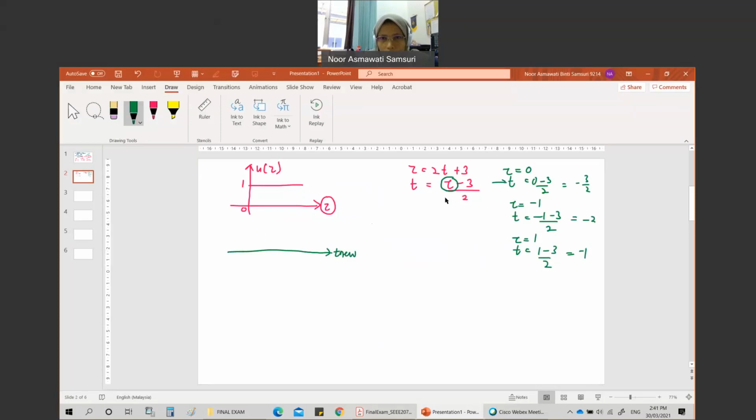Okay, so now put the t new values. Okay, we call this t new. All these are the t new values. When tau equal to 0, it is equal to negative 3 over 2. Tau equal to 1, it is negative 1. And tau equal to negative values, it is negative 2. Okay, and then sketch the same signal on the t new axis. Okay, so in this case, the signal looks like this.